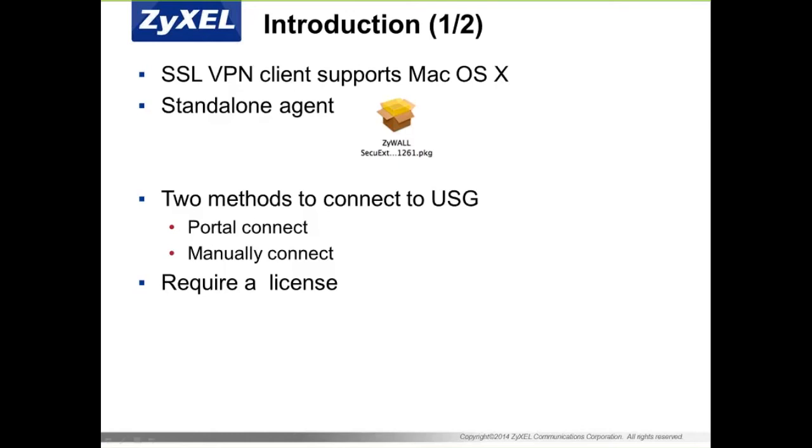There are two ways to connect to the USG's SSL VPN tunnel. One way is via the Portal Connect, which is similar to the PC Secure Extender. The user must launch the browser and then enter the IP address of the USG to connect to SSL VPN. The other way is by manually connecting and adding an SSL VPN connection.